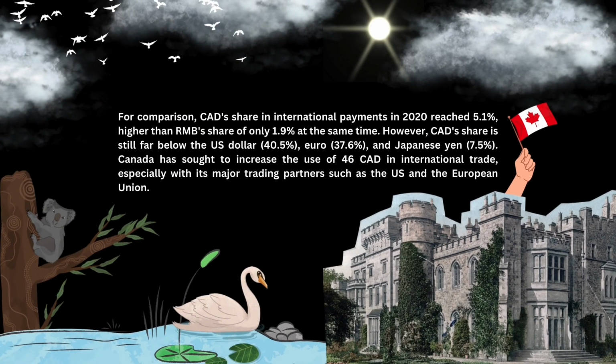We will now discuss the potential investment opportunities in Canada. For comparison, CAD shares in international payments in 2020 reached 5.1%, higher than RMB shares of only 1.9% at the same time. However, the CAD share is still far below the US dollar at 40.5%, Euro at 37.6%, and Japanese yen at 7.5%. Canada has sought to increase the use of CAD in international trade, especially with its major trading partners such as the US and the European Union.